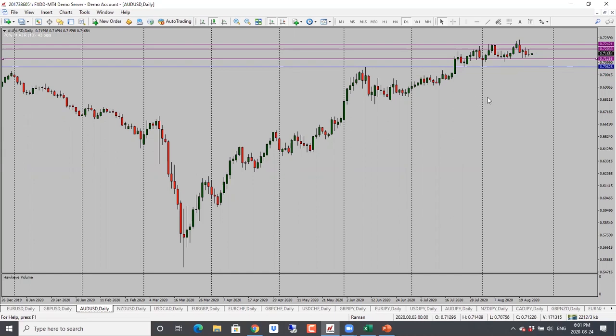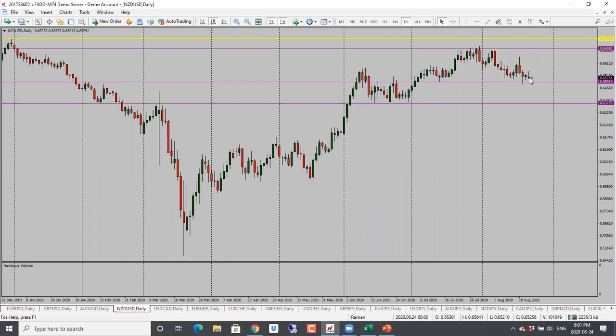So this one's been trading in this range for a little bit. It hasn't really done a whole lot, so it seems to be stuck in this range. So looking for a move back towards the support level here. So first target 0.7120, and second target here is 0.7060.